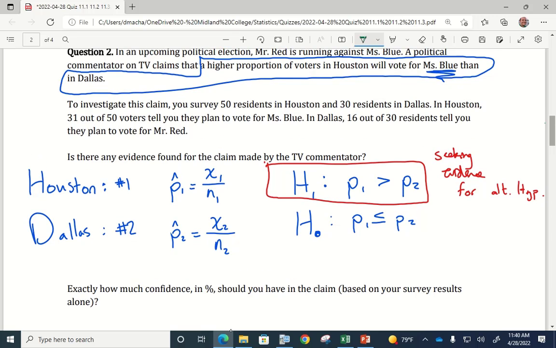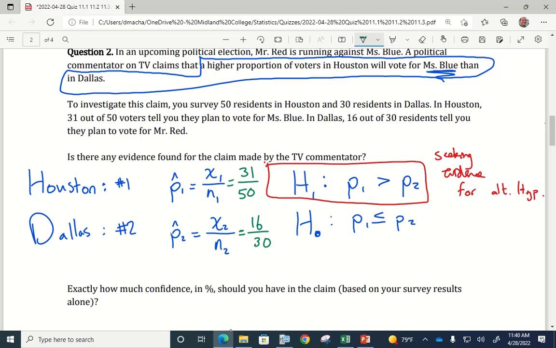Okay, and we're asking, is there any evidence at all? Well, let me calculate my sample proportions. In Houston, we surveyed 50 residents. In Dallas, we surveyed 30 residents. In Houston, 31 said they planned on voting for Miss Blue, but in Dallas, 16.